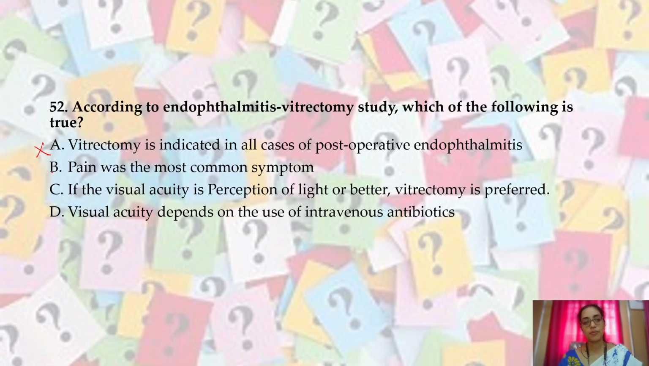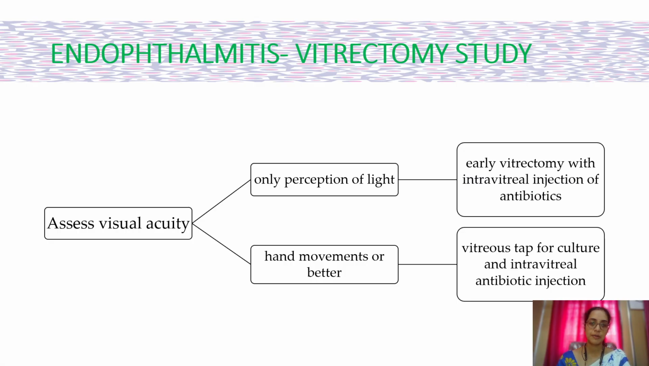Pain was the most common symptom. Yes, pain, lid edema, and diminution of vision were the common ones, and pain was the most common among them. If the visual acuity is perception of light or better, vitrectomy is preferred. No, vitrectomy was preferred when the visual acuity was less than perception of light. Visual acuity depends on the use of intravenous antibiotics. No, intravenous antibiotics have a minimal role in treatment.